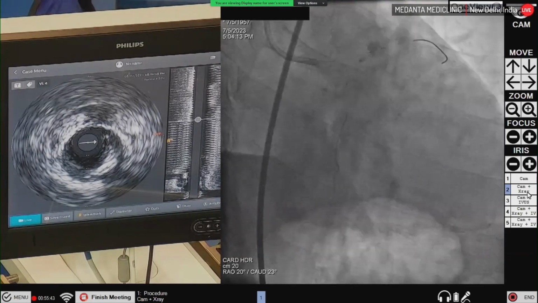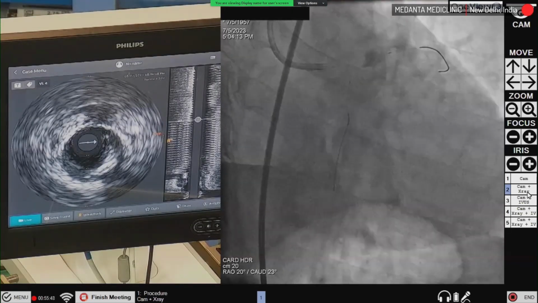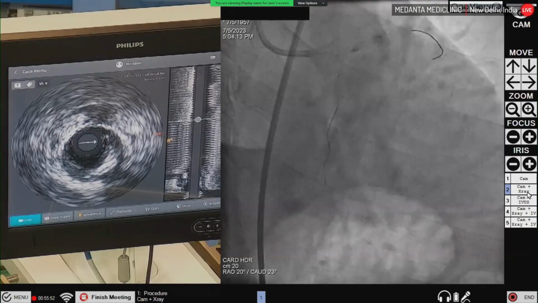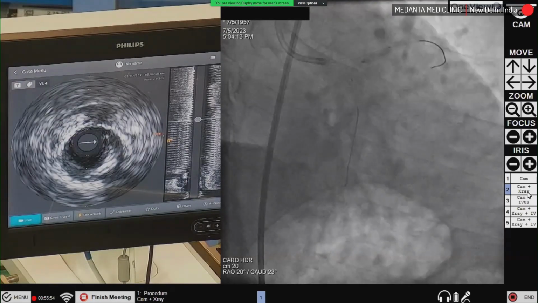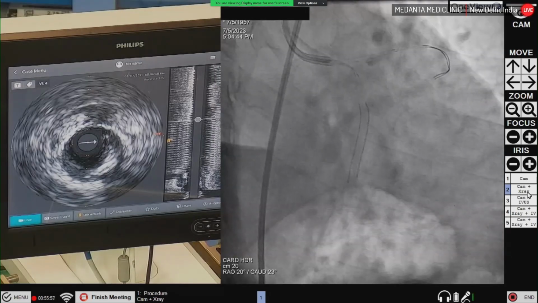I'm trying to wire this distal diffuse disease of the circumflex. Check a little bit.